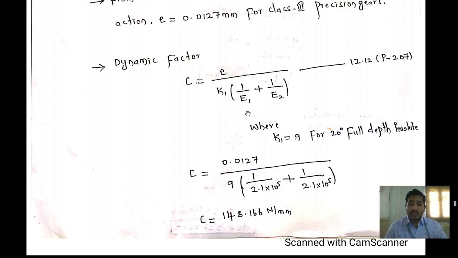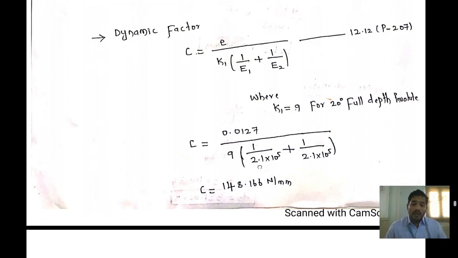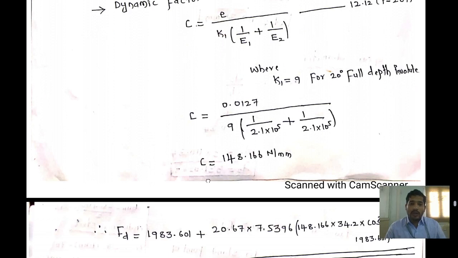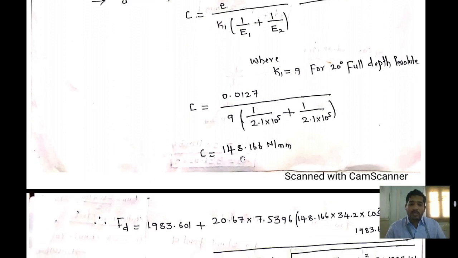The modulus of elasticity of the pinion is given here as 2.1 into 10 power 5, and it is the same for the gear. If you divide the values, you will get the dynamic factor value C as 148.16 Newton per mm square.